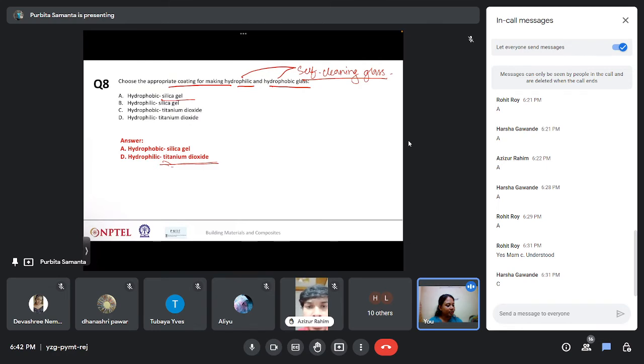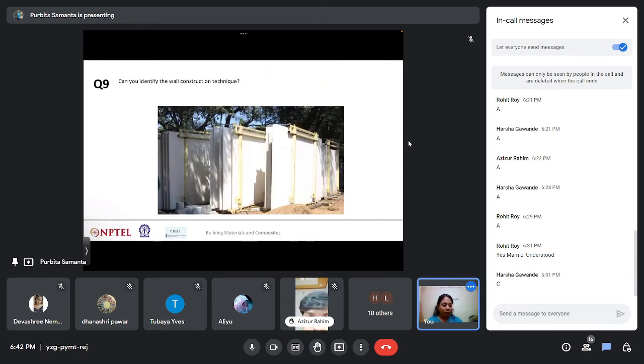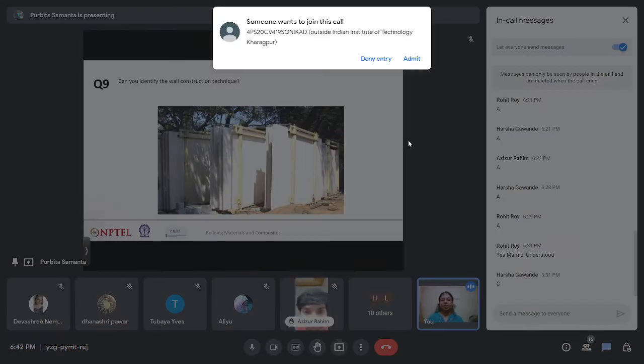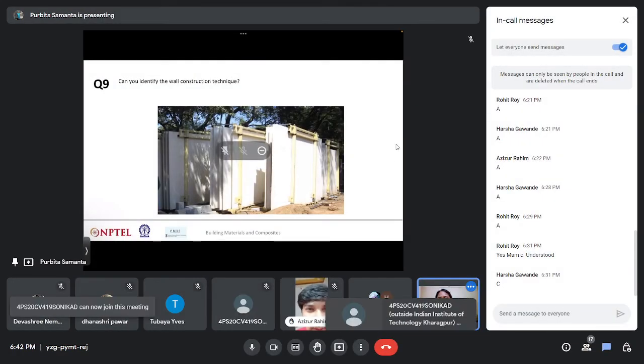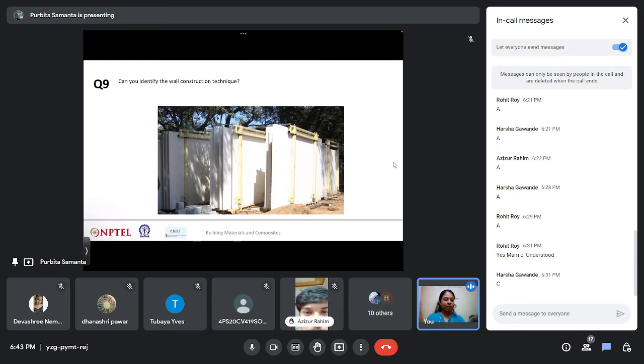So you have seen what kind of materials can be added. Okay, let me just take a second, it's taking time. Here comes our ninth question. Can you identify the wall construction technique over here? The answer is from the things that you have learned. Anybody with any answer? Does it look similar to anything that you have already done?